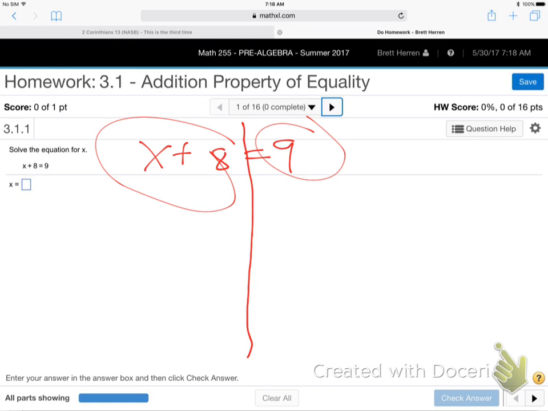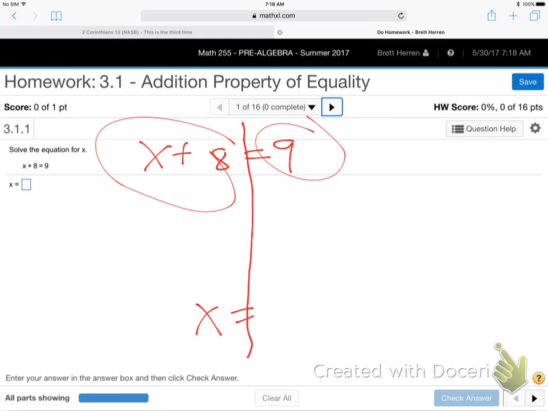These things are equal. This and this, x plus 8 and 9 are equal. That's what you're always dealing with when you're dealing with an equation. They are equal to each other, even though they look different. So, all right, with that in mind, what is it we're supposed to do with this equality? Well, they want us to get x all by itself. They want us to get x alone.